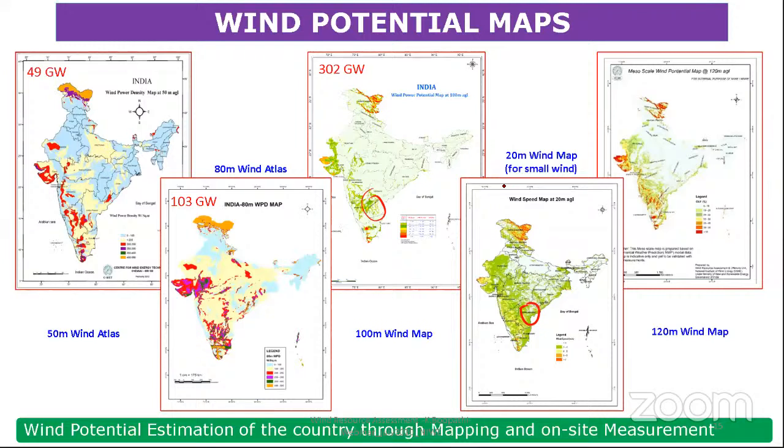So this is the wind potential map. It gives indicative information about how much potential is available in our country. We have assessed this at the 50-meter level, this is the 80-meter level, this is the 100-meter level, and this is the 120-meter level. You can see the map. At the 50-meter level, we have assessed 49 gigawatts.